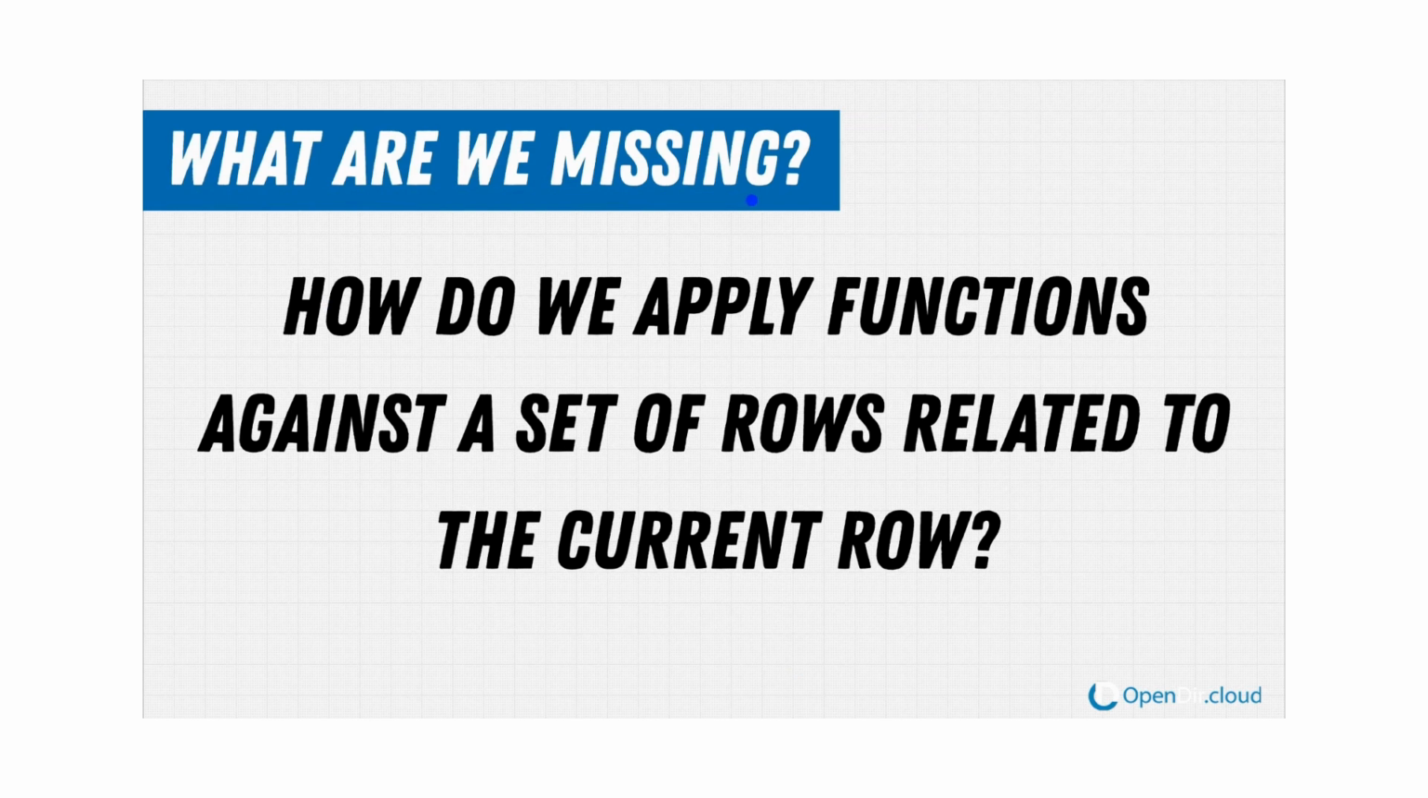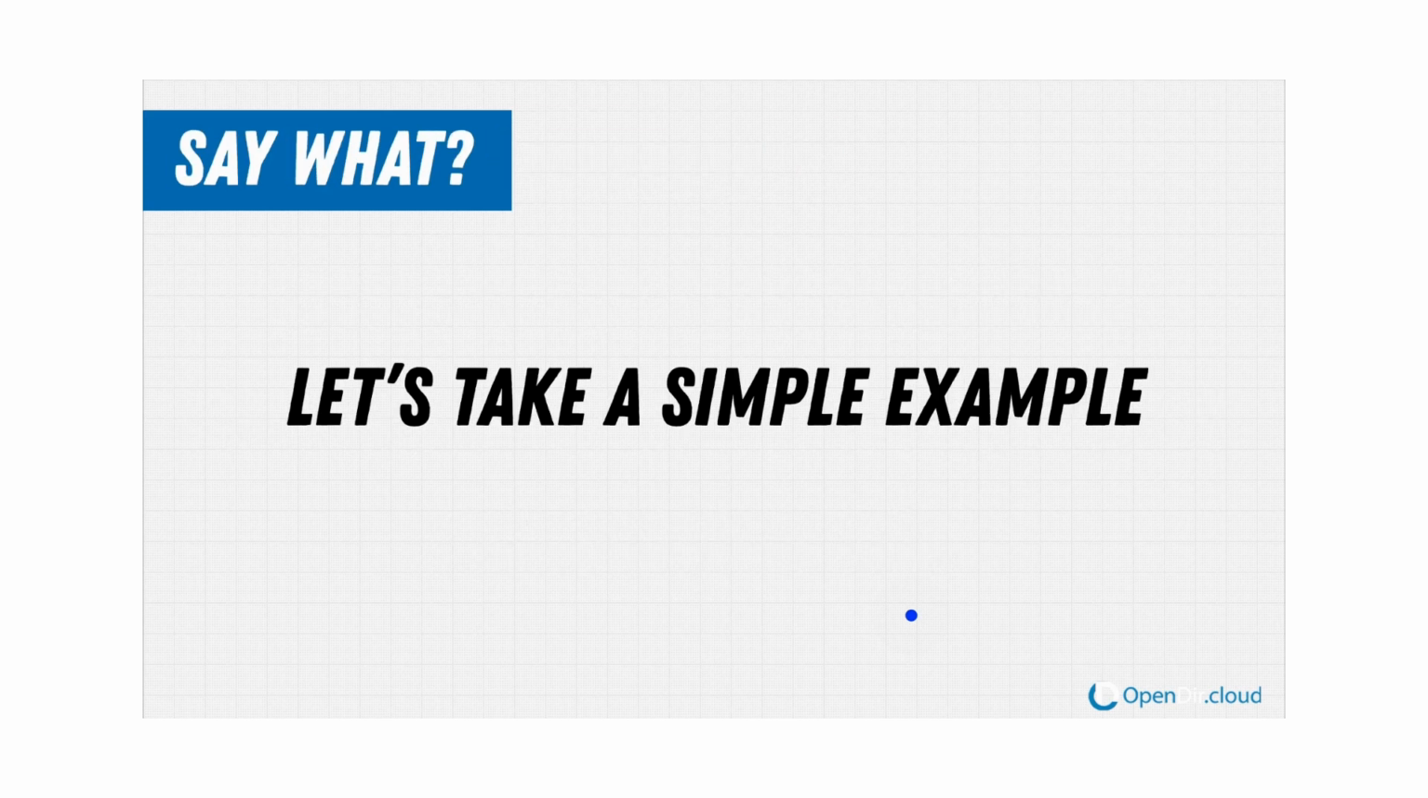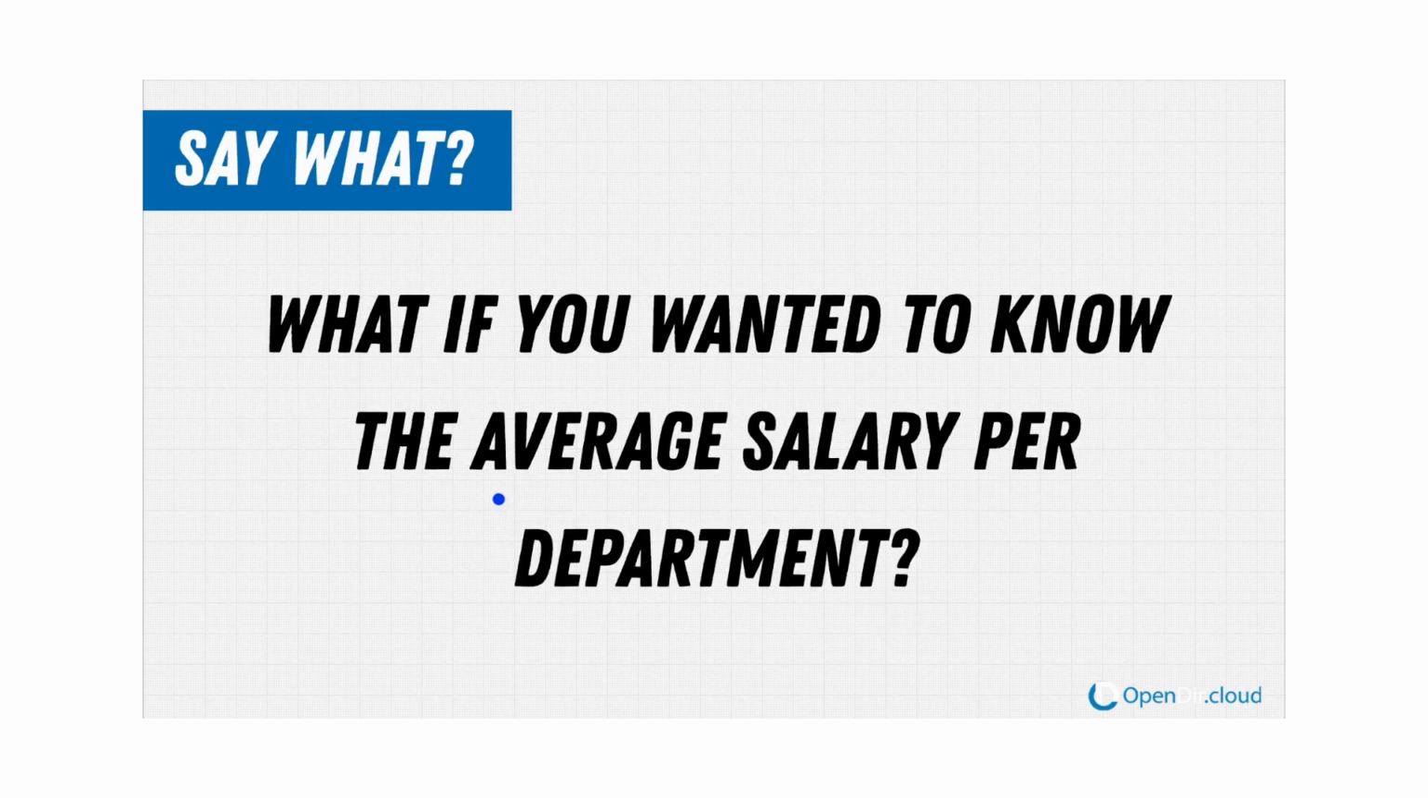Well, the question becomes, how do we apply functions against a set of rows, a group, related to the current row? Now, what does this mean? Well, how do we take the calculation that we can do against a group and show it against a current row? Now, what do I mean by this? Well, let's take a simple example. What if you wanted to know the average salary for a department?